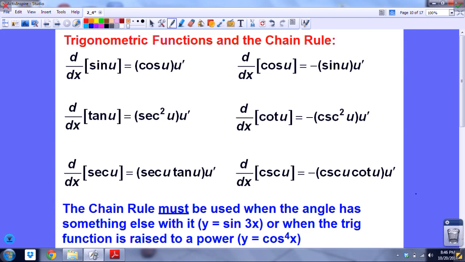We're now moving into the trigonometric part of section 2.4 with the chain rule. Whenever we're differentiating trigonometric functions where there's stuff within the trig function other than just x, we need to apply the chain rule. So, the chain rule must be used when the angle has something else with it, such as y equals sine of 3x, or when the trig function itself is raised to a power.